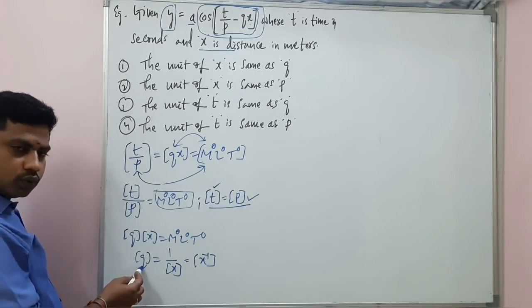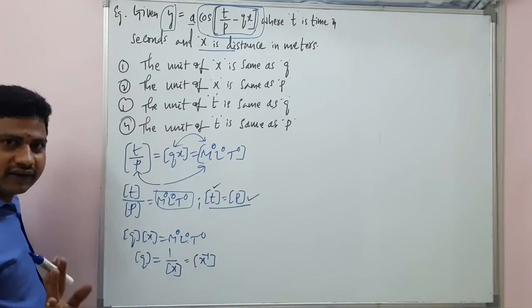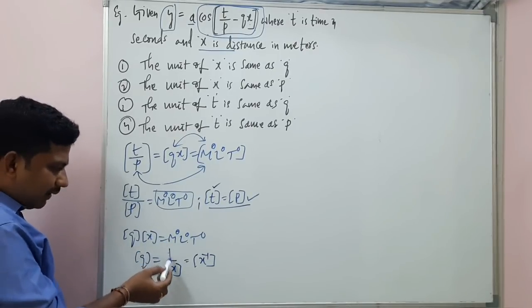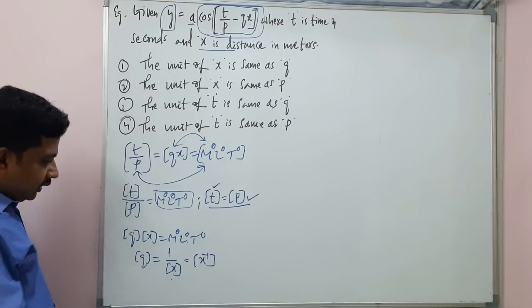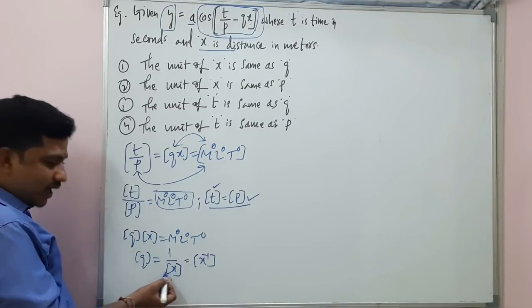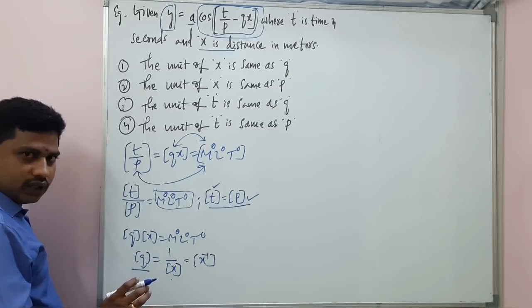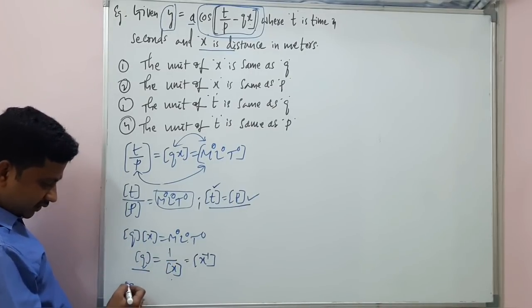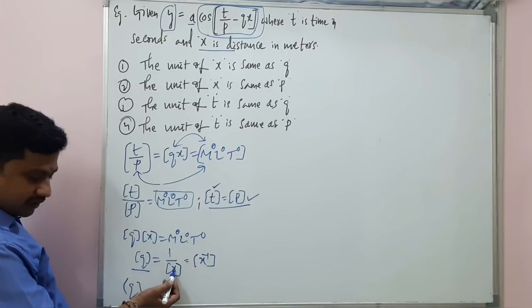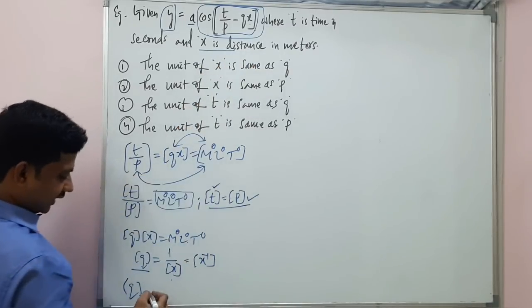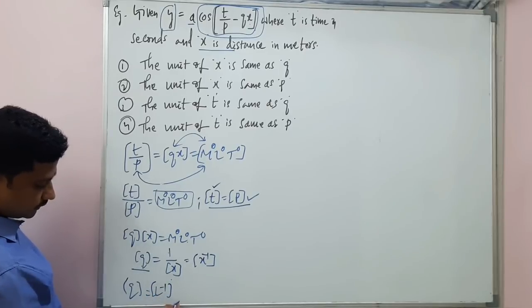The dimensions of q are not equal to the dimensions of x, because it is 1 by dimensions of x. If x is length, the dimensions of q will be L minus 1. For example, the dimensions of q is 1 by L, because x is given as distance, and that will be L minus 1.